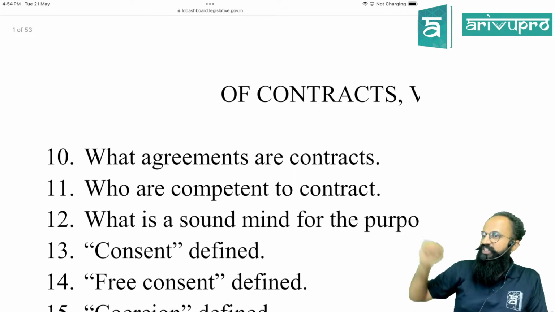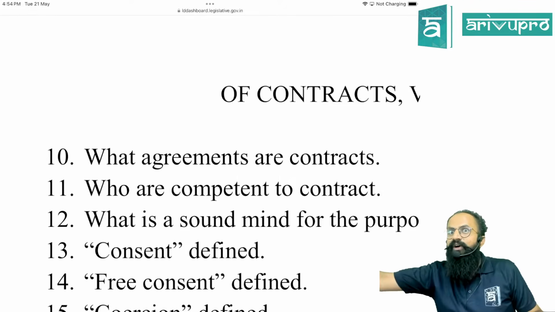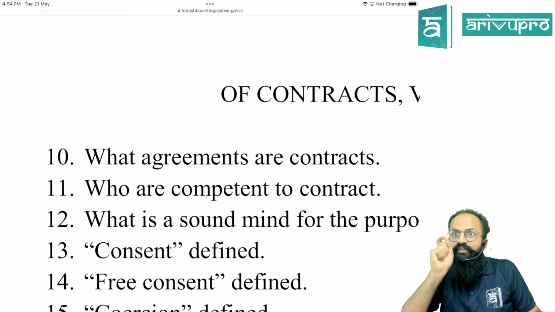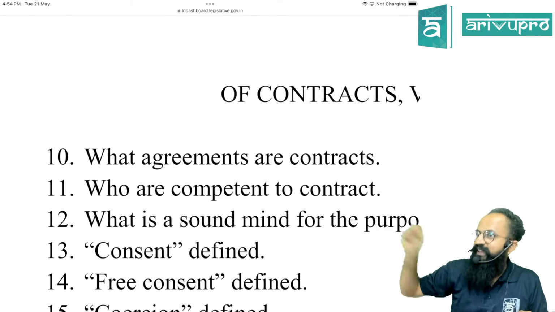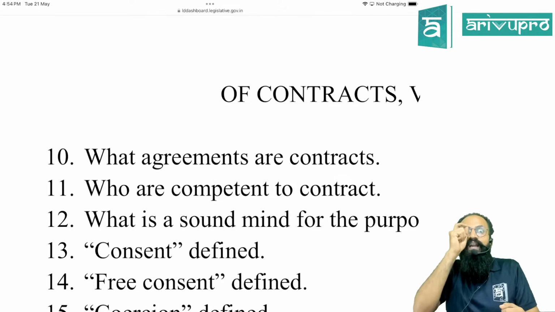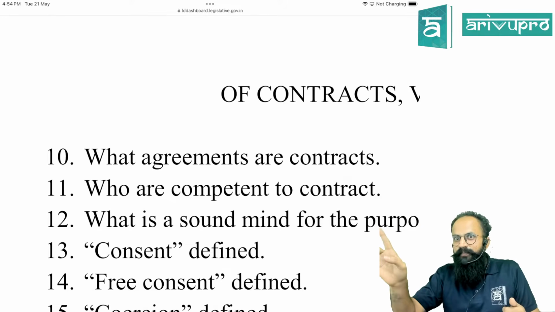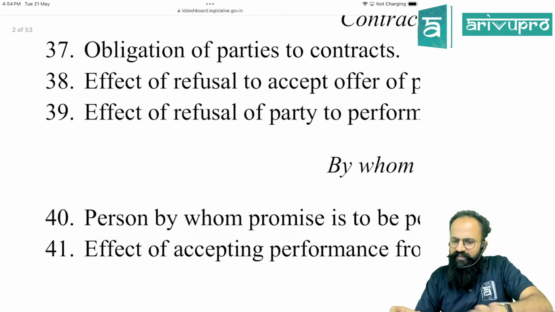Now can you see that section 10? What agreements are contracts? So when does an agreement become a contract? There are some conditions you need to satisfy. So we are seeing that section 10. So whenever I say section, section is nothing but, people, a reference given to a particular topic. Understood? Yes sir. Now let us open some section.